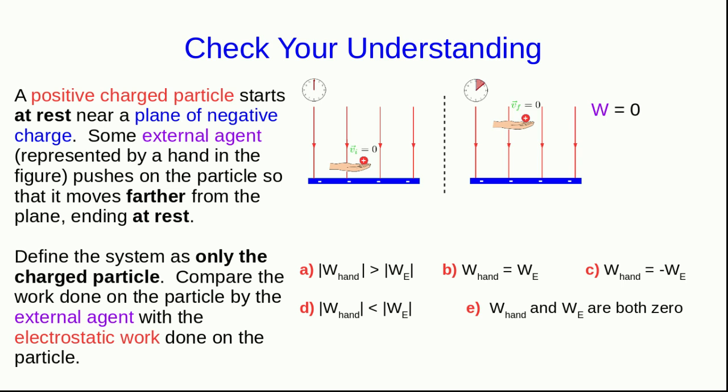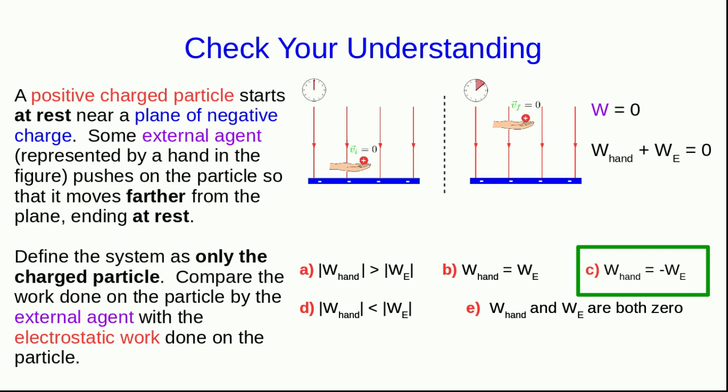That work is 2 different works, one due to the hand and the other due to the electrostatic forces. And so we can say that the work by the hand plus the electrostatic work is 0, and that tells us that the work done by the hand is equal to the negative of the electrostatic work.